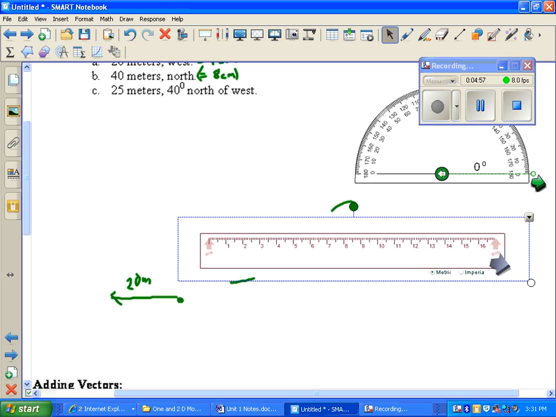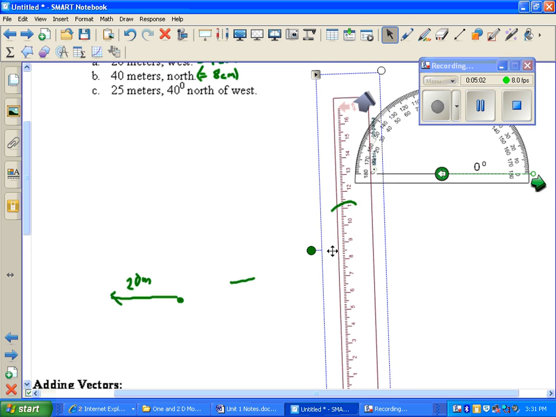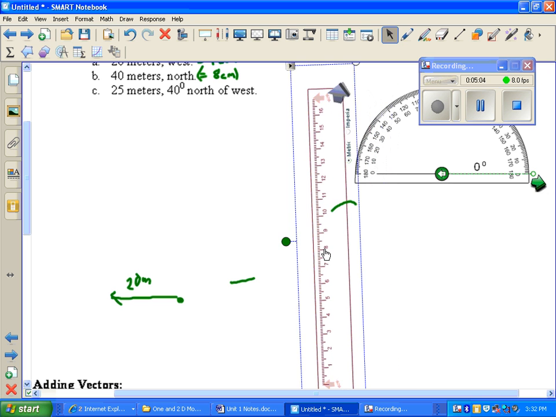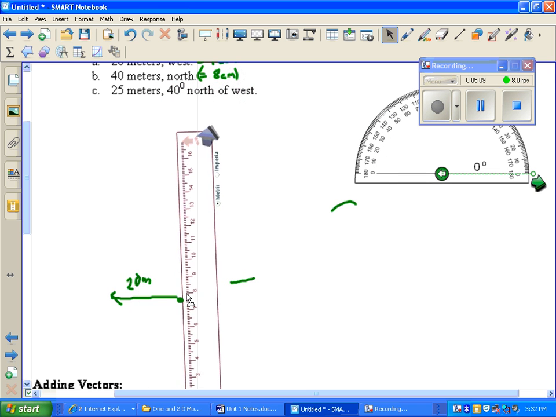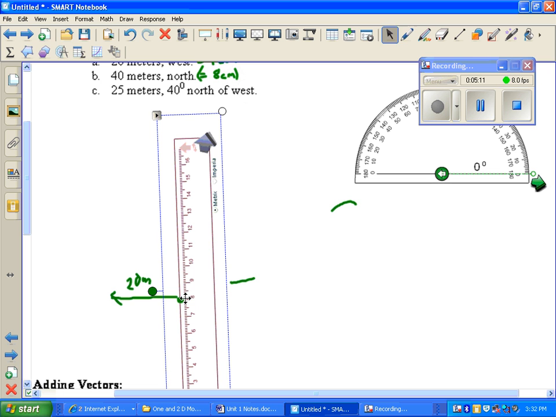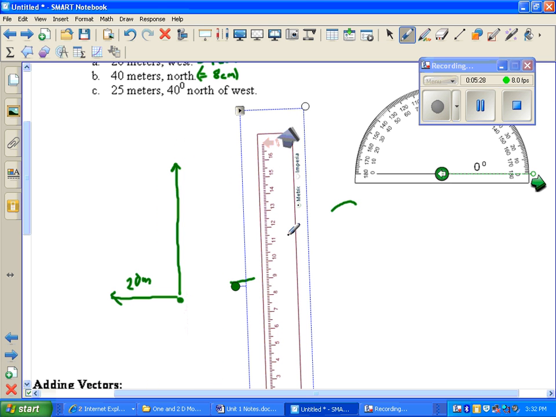and spin it, bring it over here and make my vector 8 centimeters long. So I'm going from 8 to 16. So from here, I would go up to 16 like so. Okay, and I would say that that one is equal to 40 meters.